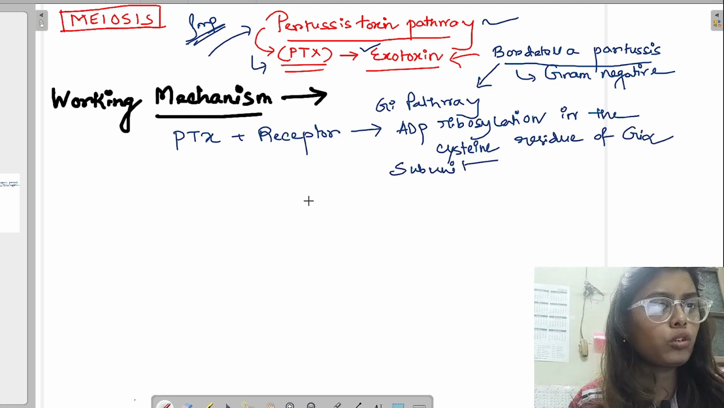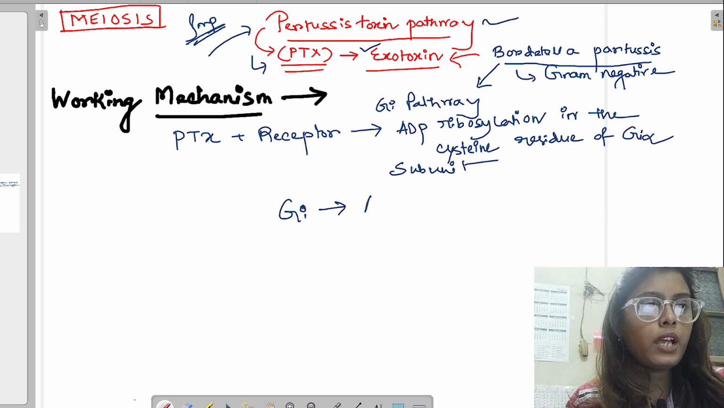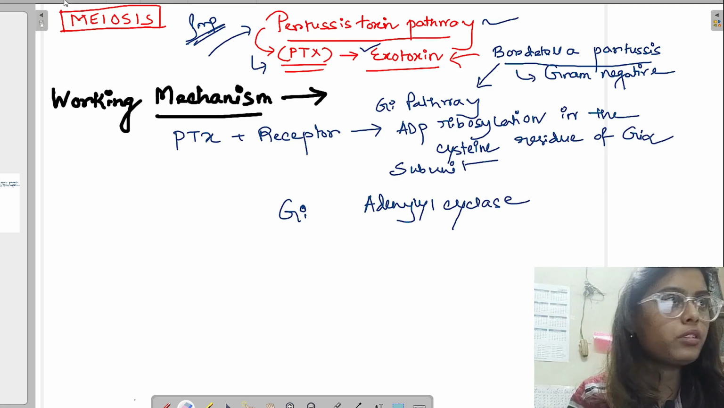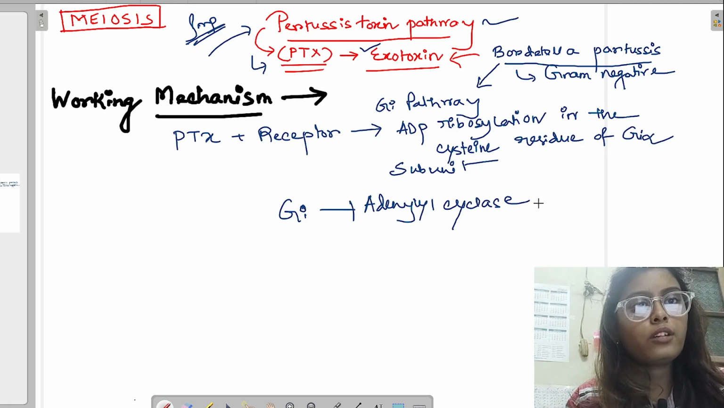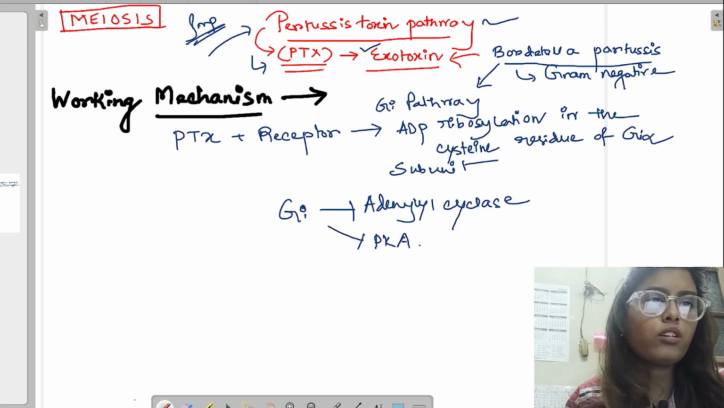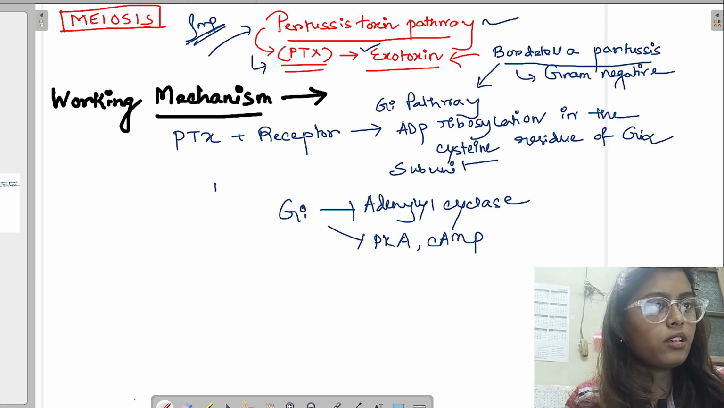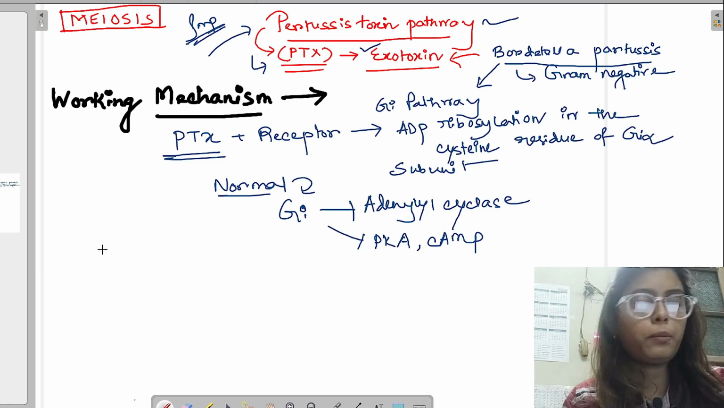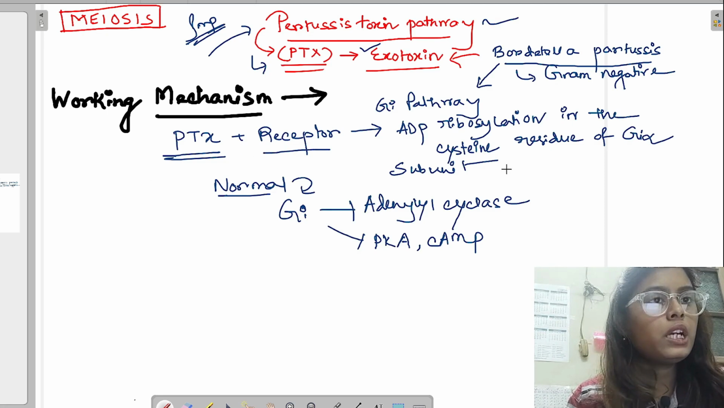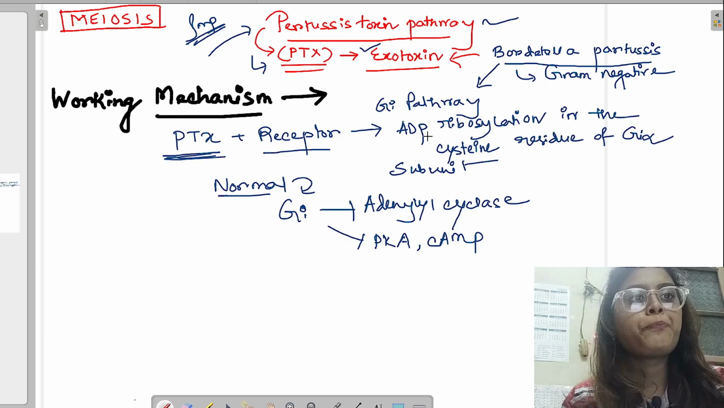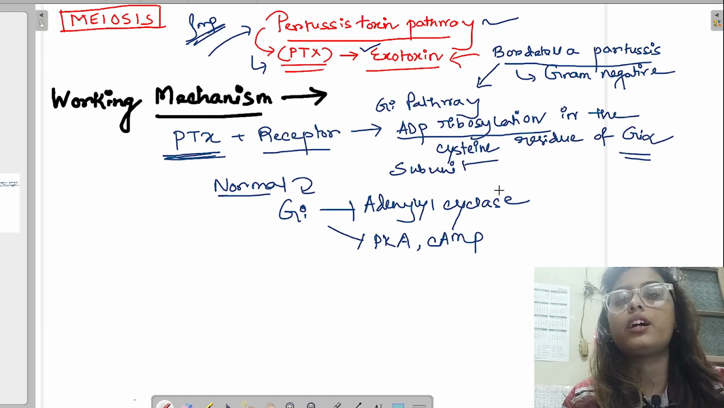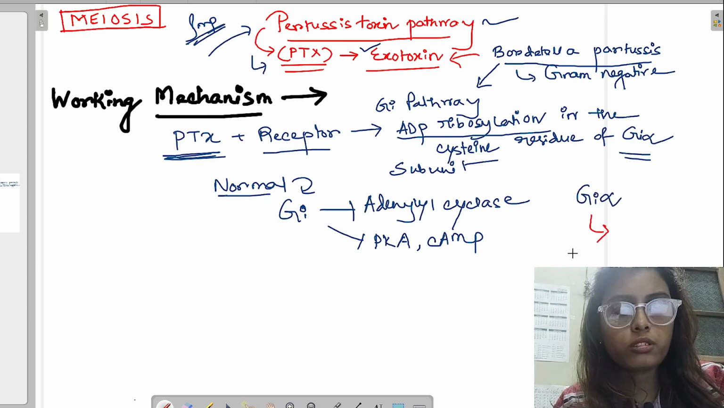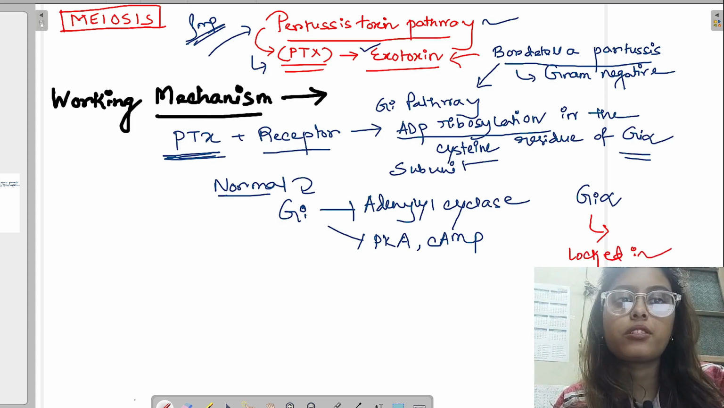So in the normal condition, the Gi will inhibit the adenylyl cyclase enzyme, and also the PKA production and the cAMP production, obviously, right? In the normal condition. But when the PTX toxin is released from Bordetella pertussis and binds to the receptor, what will happen? The PTX toxin does the ADP ribosylation in the cysteine residue of the Gi alpha subunit, and the Gi alpha will be locked in the inactive state.